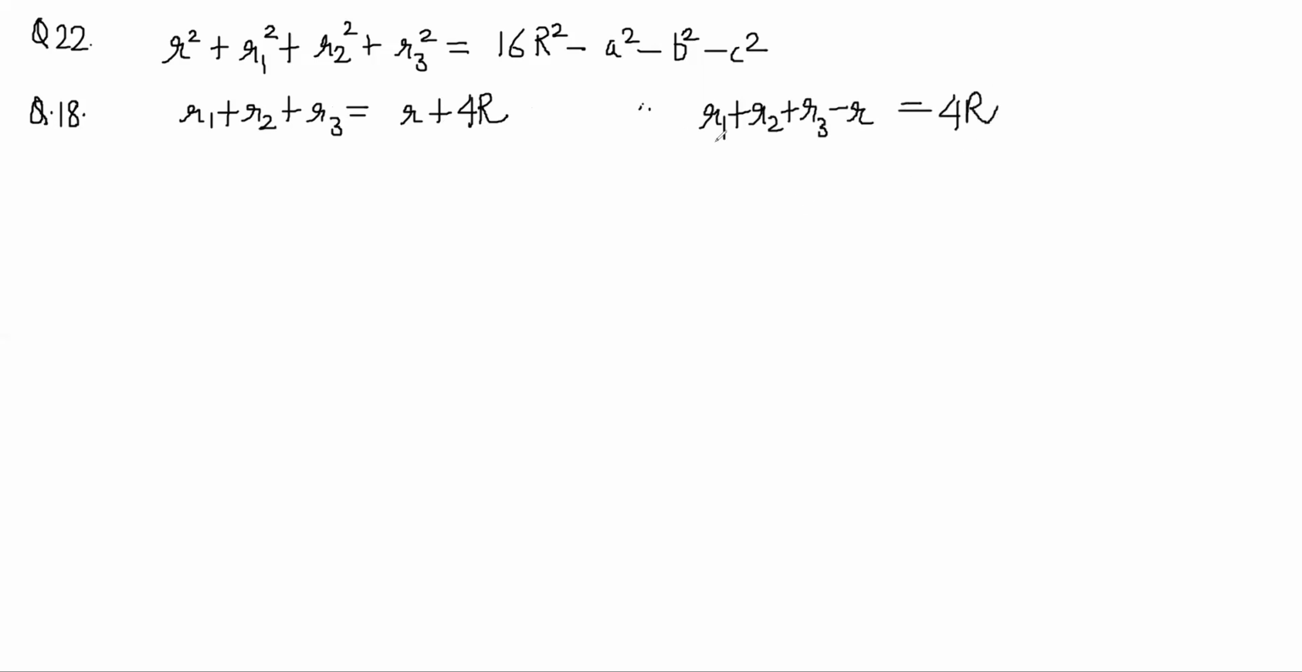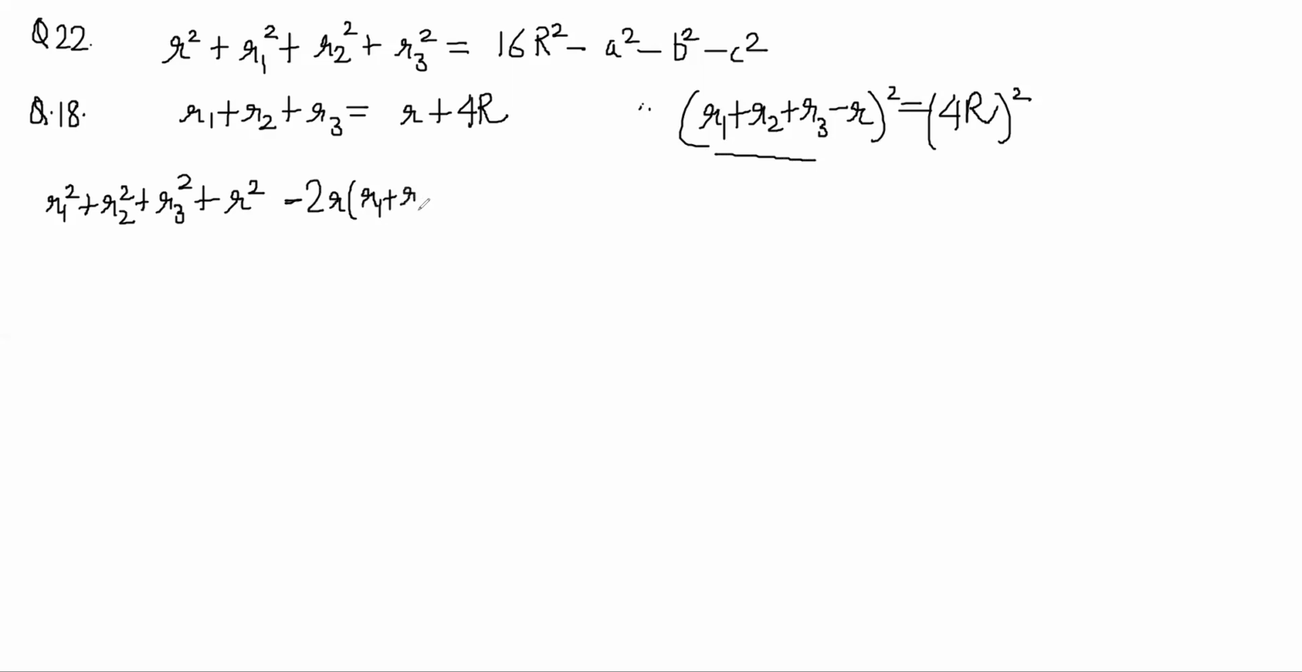So from there, if you square it on both sides, right, you will get r1 square plus r2 square plus r3 square plus small r square. Then you will get, wait, so I will take these three terms together, a square plus b square minus 2ab, so you'll get minus 2r into r1 plus r2 plus r3, and this square is plus 2 times r1 r2 plus r2 r3 plus r3 r1, right?